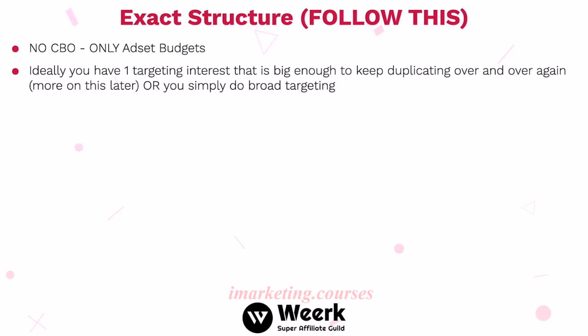So ideally you have one targeting interest that's big enough to keep duplicating over and over again. More on this later on, or you simply do broad targeting. It doesn't really matter which route you go down, whether it's broad or interest-based targeting, but I'm going to suggest that if you do interest-based targeting, it's in the, I would say, 5 to 10 million or more potential reach range. And if you don't understand what that means, make sure you watch the last video, because that's where I cover the potential reach.